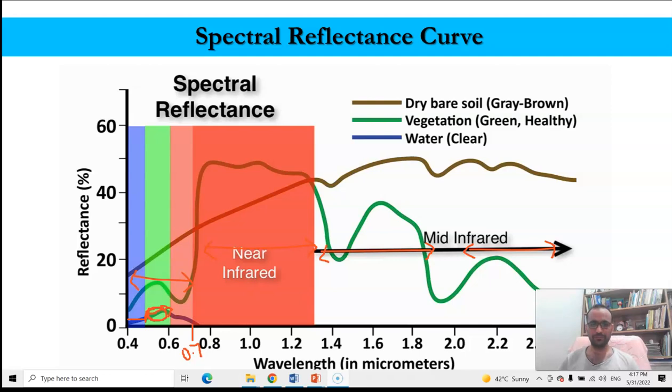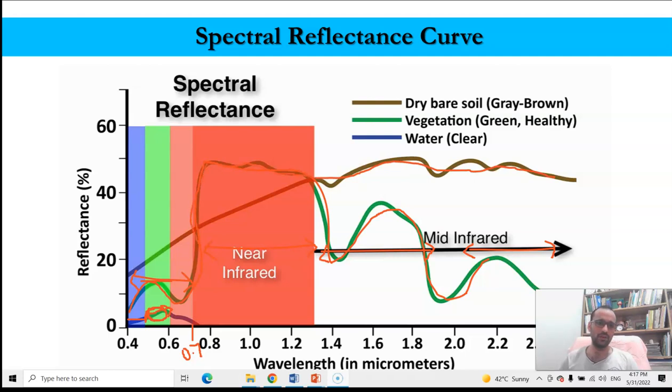Then this is the line which is representing the vegetation, right? You can see the highest peak of the vegetation in the green band. Okay, when we use the green band, definitely it has high reflectance in the green band. And dry bare soil, this brown color, is showing the dry bare soil.